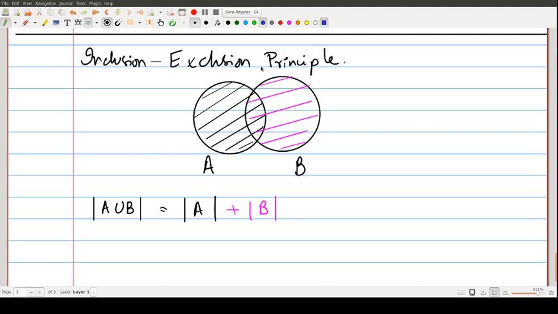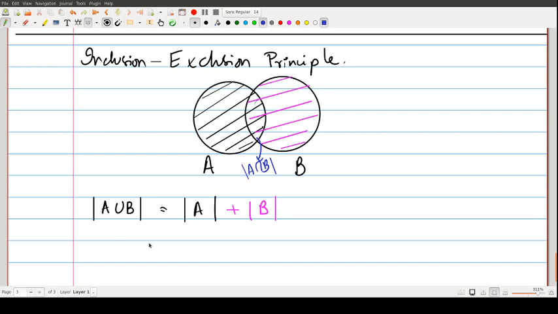No. Why? Because there is this middle section which has been counted twice. So we've counted this section, the elements in this part, A intersection B, twice. It was counted when I was taking the number of elements of A, and it was counted when I was taking the number of elements of B.